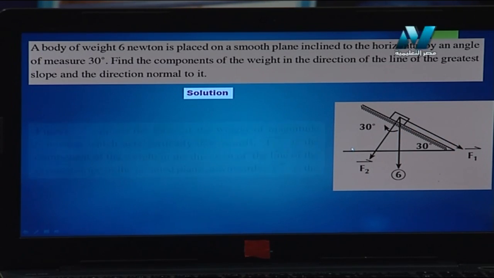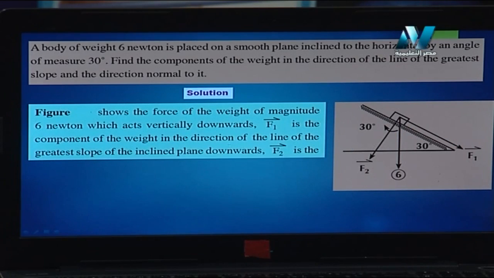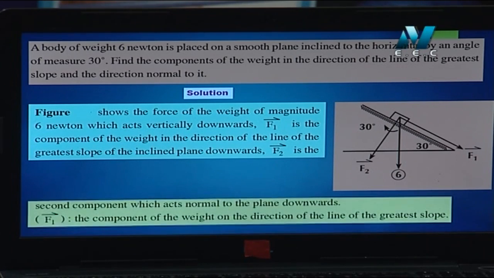As we see, the figure shows the force of the weight of magnitude 6 Newton, which acts vertically downwards. F1 is the component of the weight in the direction of the line of the greatest slope of the inclined plane downwards. F2 is the second component, which acts normal to the plane downwards. F1 is the component of the weight in the direction of the line of the greatest slope.